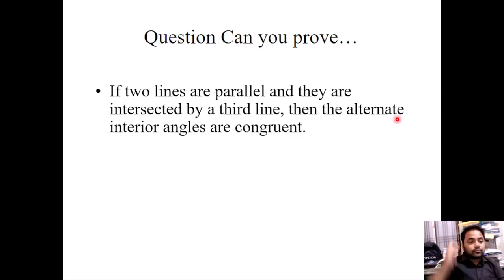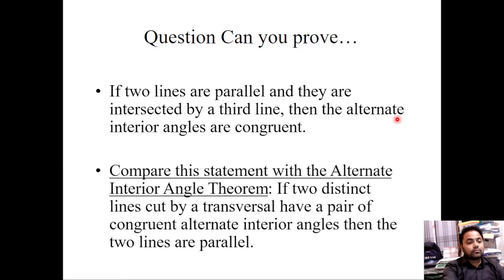Here are some questions for testing your mind. If 2 lines are parallel and they are intersected by a third line, then the alternate interior angles are congruent. Compare this statement with the alternate interior angle theorem: if 2 distinct lines cut by a transversal have a pair of congruent alternate interior angles, then the 2 lines are parallel. We already discussed these points.